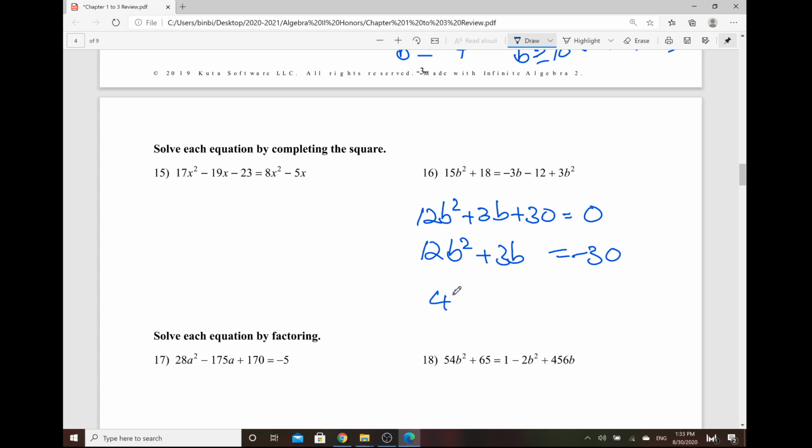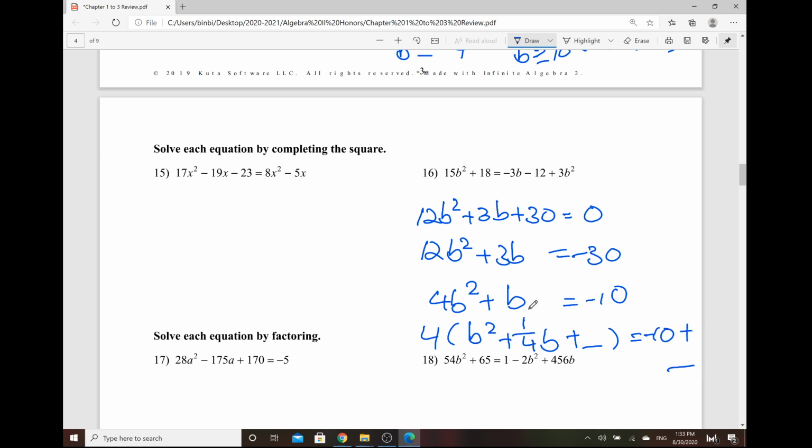So we got 4b squared plus b, and then that equals negative 10. Now what we need to do next, we want to take out 4. 4 is the greatest common factor, so we got 4 quantity, b squared plus b over 4, or 1/4 b, and then plus blank. So that equals negative 10 plus blank.